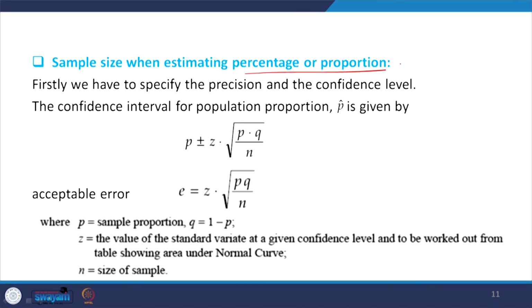So, if it is a Poisson distribution, then it is not easy to apply the same rule we have derived. The value of the standard variate at a given confidence level is to be worked out from the table showing area under the normal curve. Basically, converting that through a normal curve is very challenging, and accordingly a different formula is applied. If P and Q are there, the standard Z distribution is tricky to determine. If that is determined, then we can define accordingly.